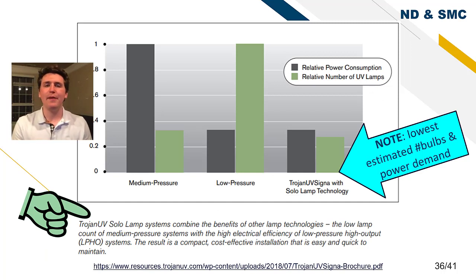This Trojan UV schematic documents the corresponding benefits provided by the new solar lamp systems in comparison to conventional low-pressure lamps, which are low intensity, low energy, and low temperature, as well as medium-pressure lamps, which are high intensity, high energy, and high temperature. In essence, their mid-range solar lamp option offers the best of both energy efficient and low bulb count benefits.